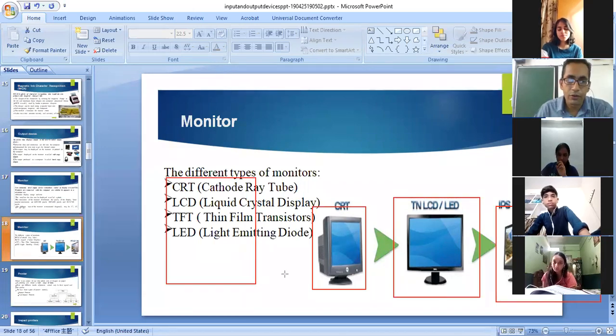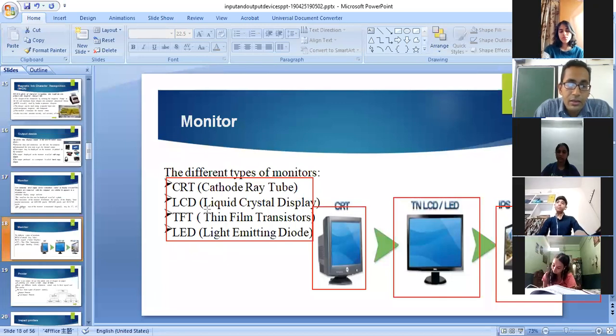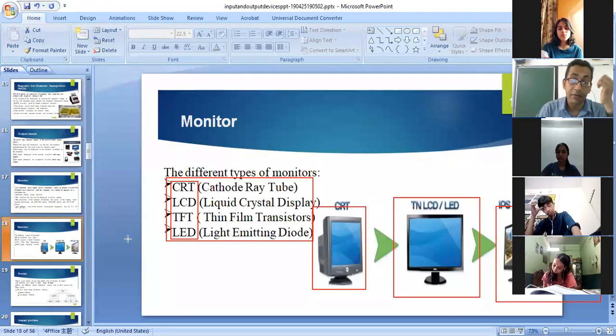If you want to know the full forms, these are the full forms. CRT stands for cathode ray tube. LCD stands for liquid crystal display. Then TFT stands for thin film transistors. LED stands for light emitting diode. These are all different technologies: CRT, LCD, TFT, and LED.